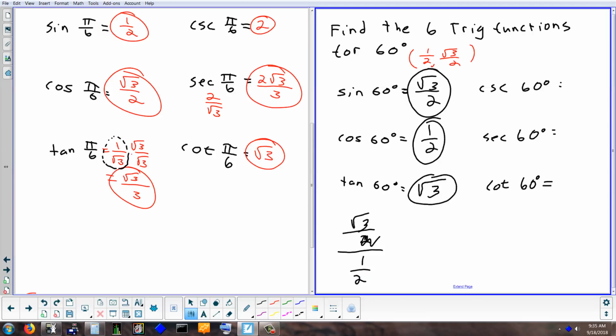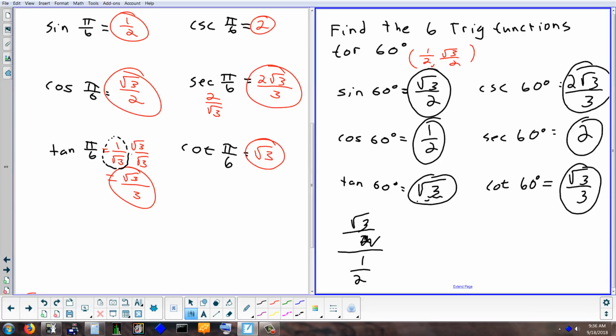So what's the cosecant of 60? 2 square root 3/3. How about the secant of 60? 2. And the cotangent of 60? Square root of 3/3. Because when you flip this, you'd have 1 over the square root of 3, but then you got to fix it by multiplying top and bottom by root 3.